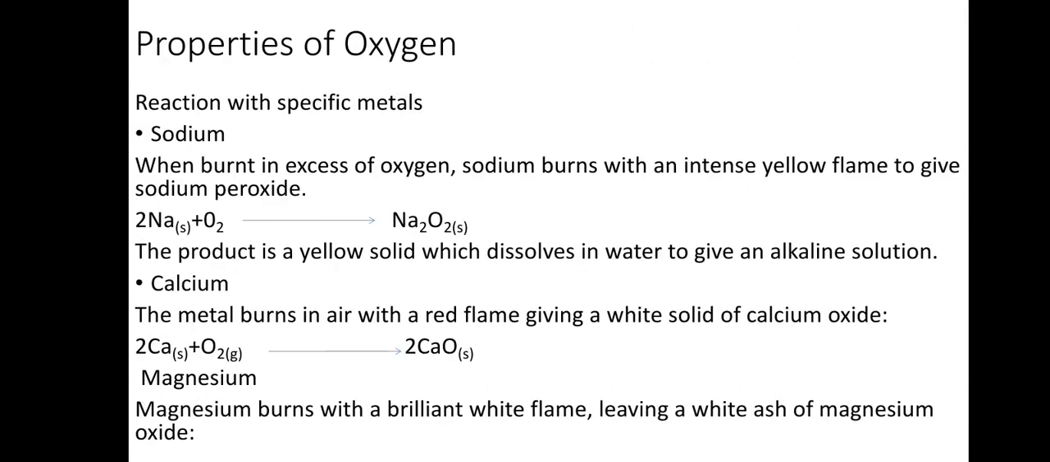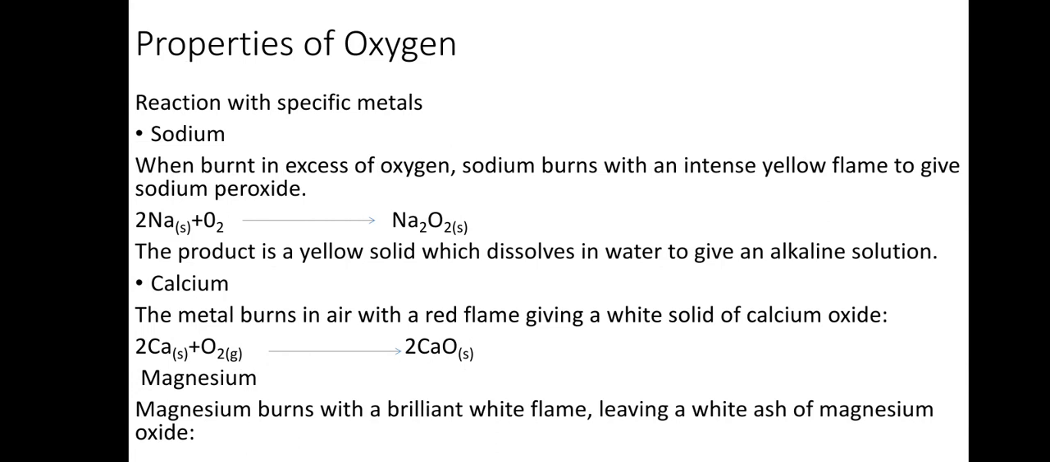Let's see the properties of oxygen. The first is the reaction with specific metals, starting with sodium. When burnt in excess oxygen, sodium burns with an intense yellow flame to give sodium peroxide. As you can see in the reaction, sodium reacts with oxygen to give sodium peroxide. The product is a yellow solid which dissolves in water to give an alkaline solution.